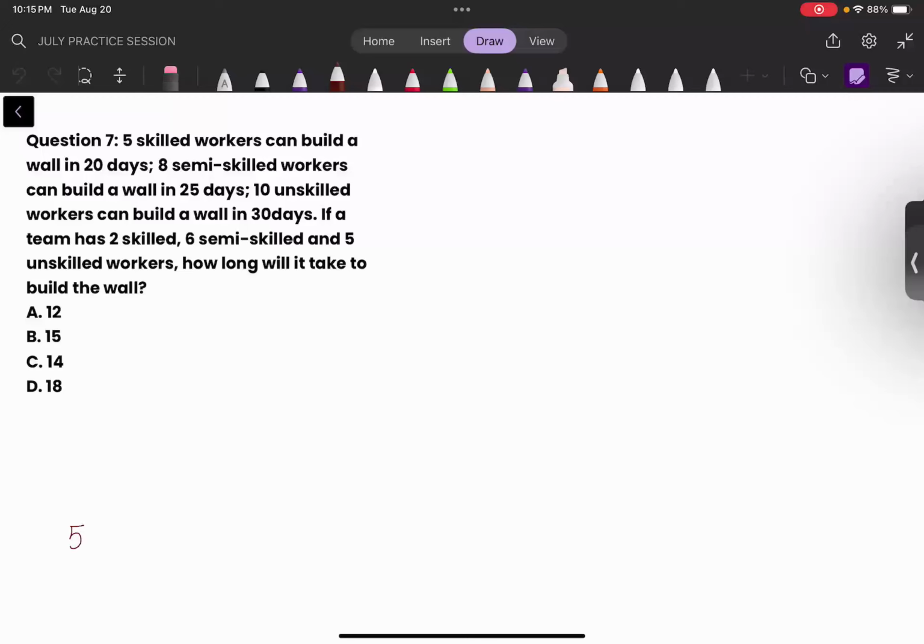So first information is 5 skilled workers. I'm writing in short form. SW, skilled workers. They take 20 days to complete the work. Next is 8 semi-skilled workers. They take 25 days. Next we have 10 unskilled workers, UW, and they take 30 days.